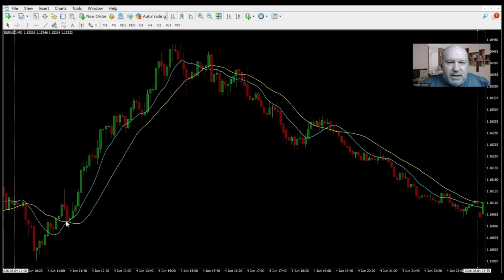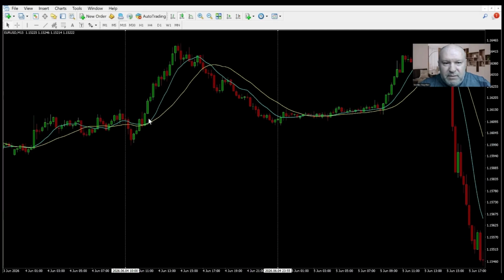I will start with long entries because, as we see, the first one here is a long entry. It happened during the London session on Thursday, 4th of June over here. What do we want to see? We want our next higher time frame. In this case, if we are trading 5 minutes, the next higher time frame is 15 minutes. So we want the 15 minutes to have the 10 SMA above the 20 SMA. As you can see, it's clearly above.